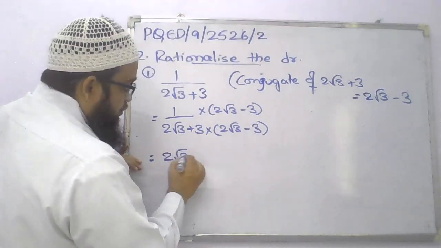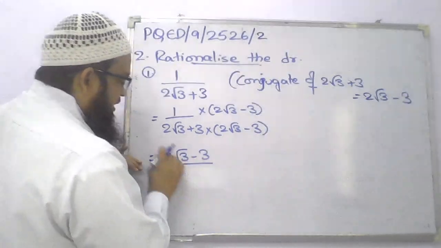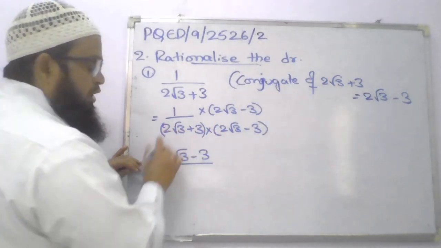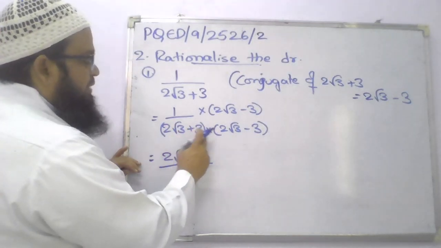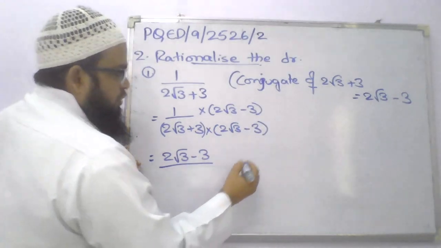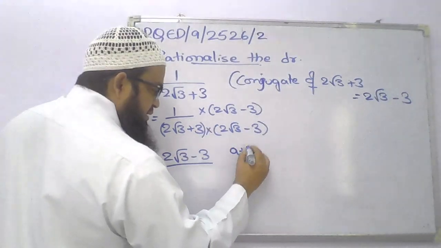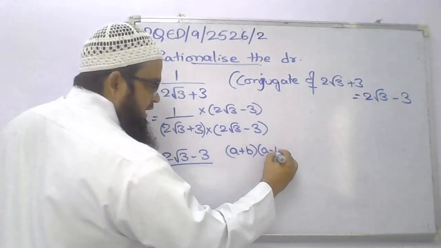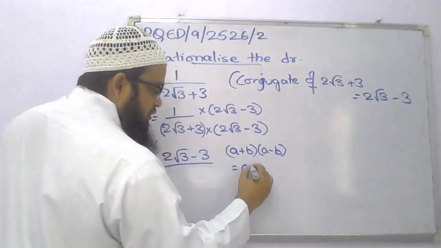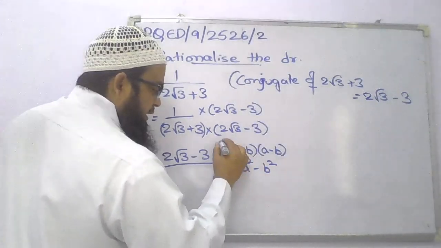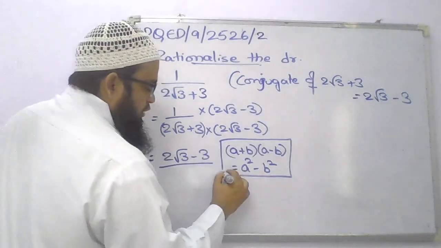So I'll write it as 2 root 3 minus 3 divided by... So now what do you have here? (a plus b) times (a minus b). So what is (a plus b) times (a minus b), my dear students? It's the third identity, right? It is equal to a square minus b square. So this concept we are going to use.